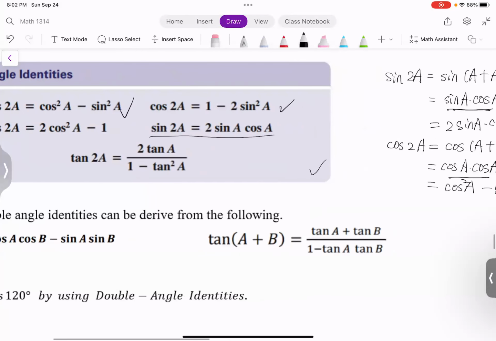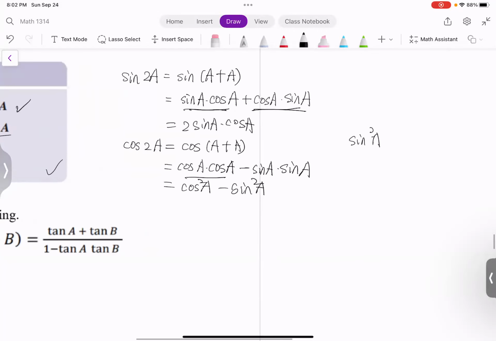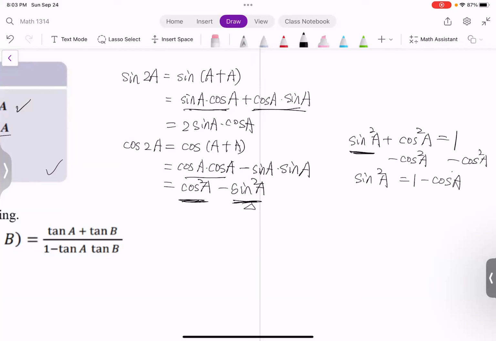And how about the identities here and here? We have learned that sine squared a plus cosine squared a equals 1. In the identity here, we have cosine squared a minus sine squared a. How about replacing the sine squared a with cosine? Isolate it by subtracting cosine squared a from both sides, then I have sine squared a equals 1 minus cosine squared a. And then plug this into the equation here.